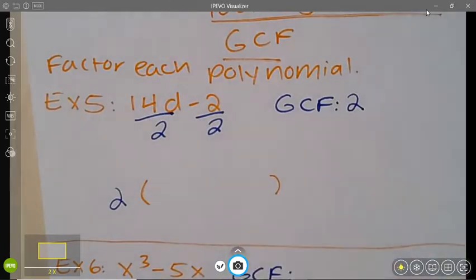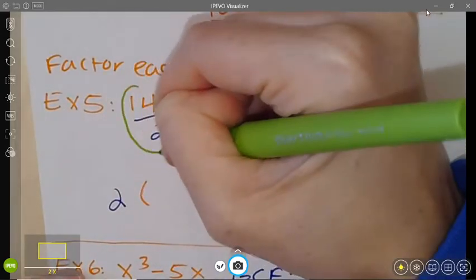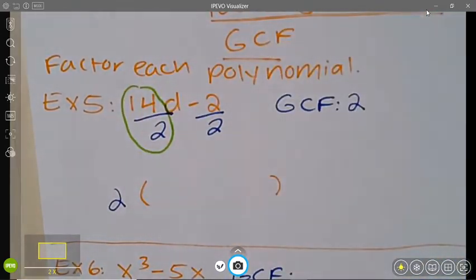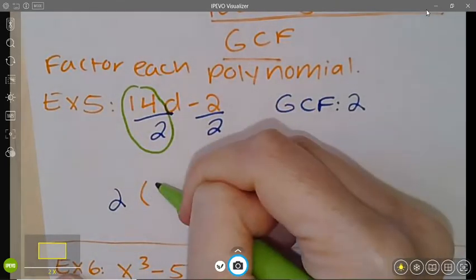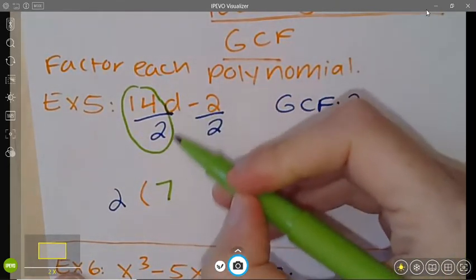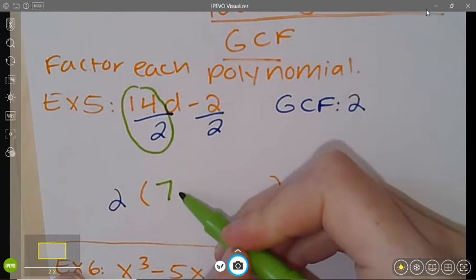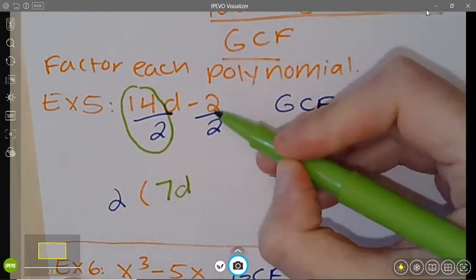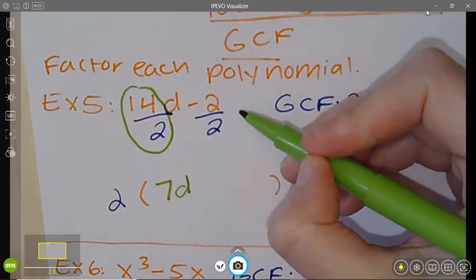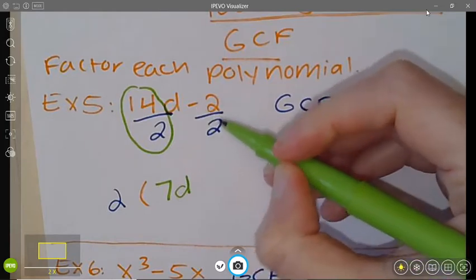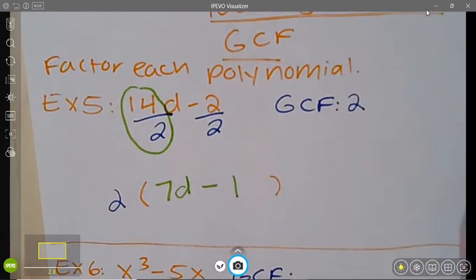So here, I'm going to divide by my numbers first. So 14 divided by 2 is 7. Okay, I don't have a D to divide by, so I'm just going to bring on down my D. And then negative 2, that negative sign is attached to the 2, so negative 2 divided by 2 is negative 1. And guess what, you guys? That would be it for that problem.